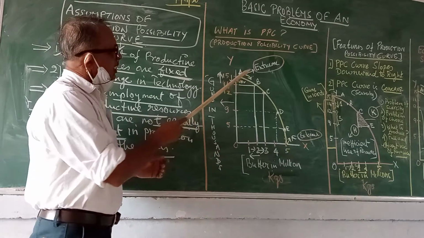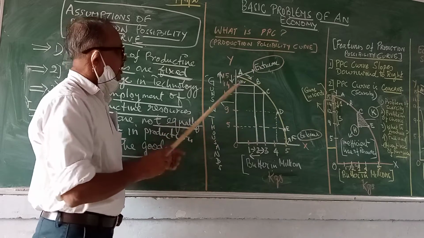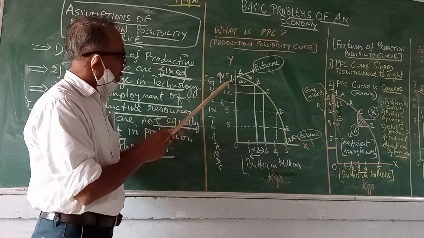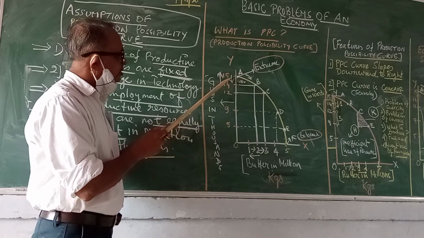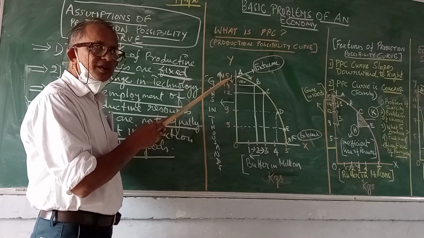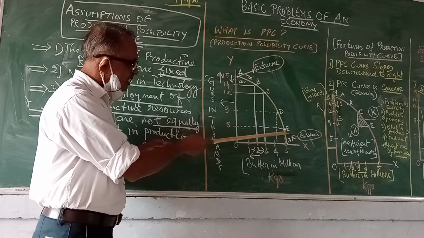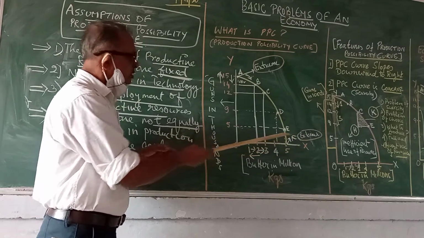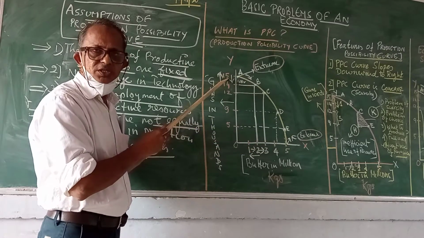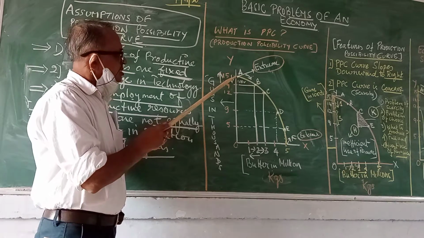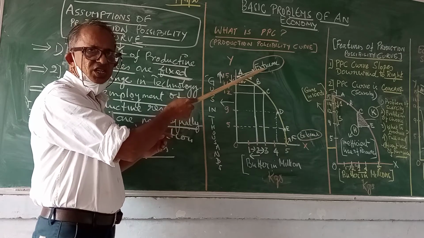Now I have written the word extreme here, two extremes. Extreme here means that if the economy decides to manufacture only 15,000 guns, then it will have to use the resources only for the manufacturing of 15,000 guns, and it cannot use the resources for manufacturing butter. On the other hand, if the economy decides to manufacture only butter, then the resources will have to be used only for manufacturing of butter and cannot be used for manufacturing of guns. That is the reason I have pointed it out as extreme cases.